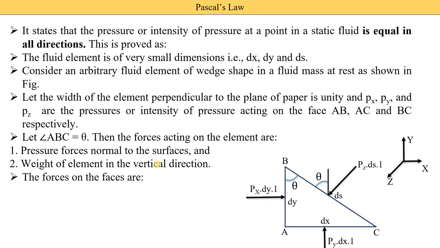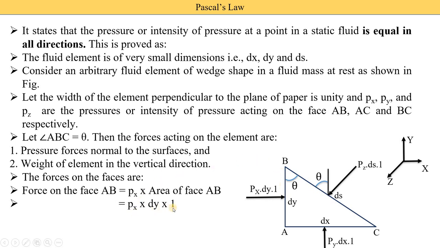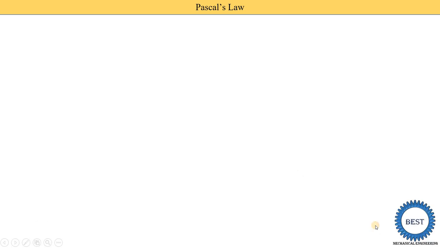So first we find the pressure forces on the faces. The first face is AB. On AB we can find the force. So force is equal to pressure into area. On AB the pressure acting is Px, and the area of AB, means this is the height dy, and the width is 1. So force is Px into dy into 1. Similarly for face A to C, on A to C the pressure acting is Py, and the area is dx into 1.